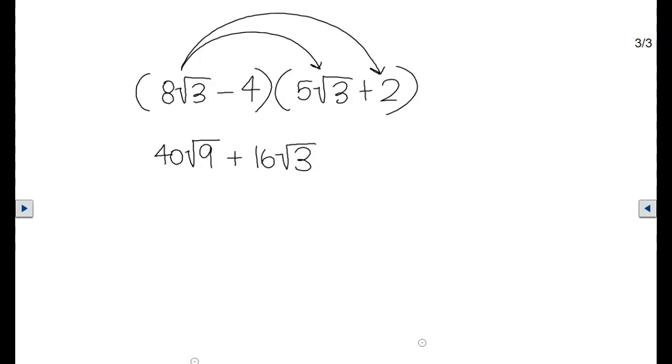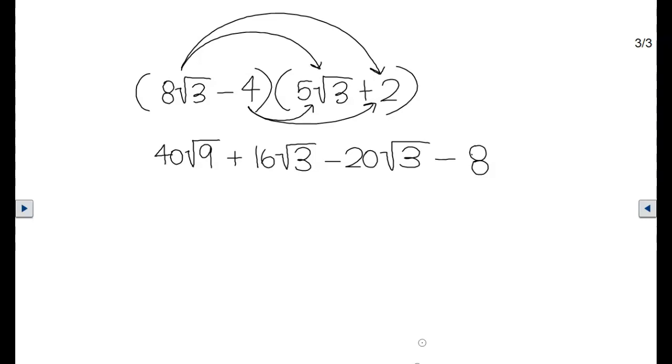All right, now we're going to distribute our negative 4. So negative 4 times 5 square roots of 3. Outside times outside is a negative 20. Inside times inside, we're still going to have a 3. And then finally, negative 4 times positive 2 is just a negative 8. So there's my multiplication step. Outside times outside, inside times inside, and that's all done.